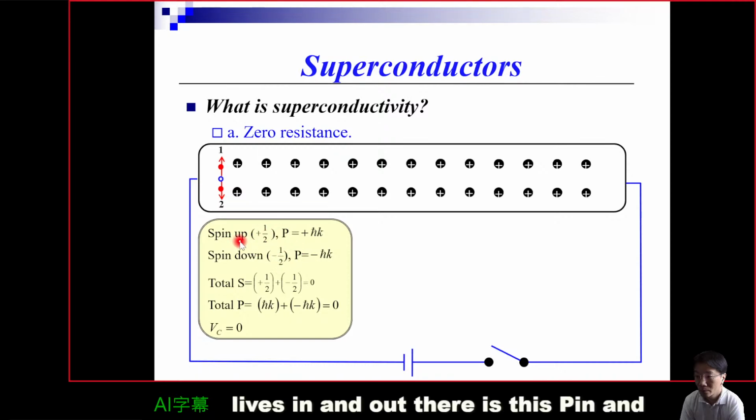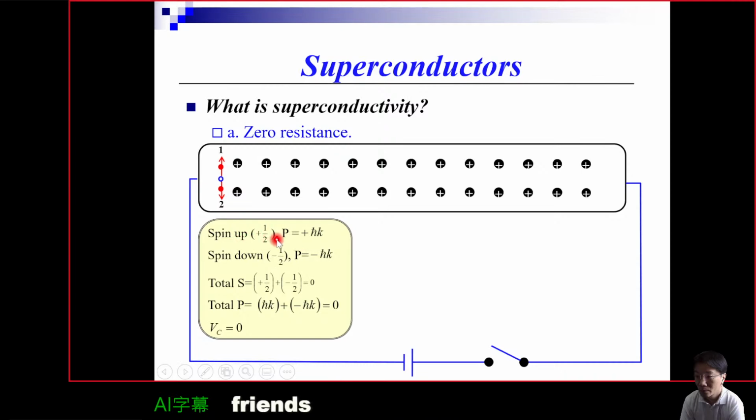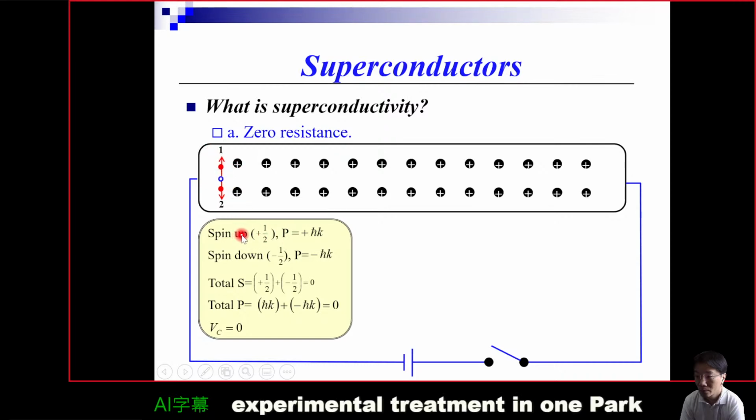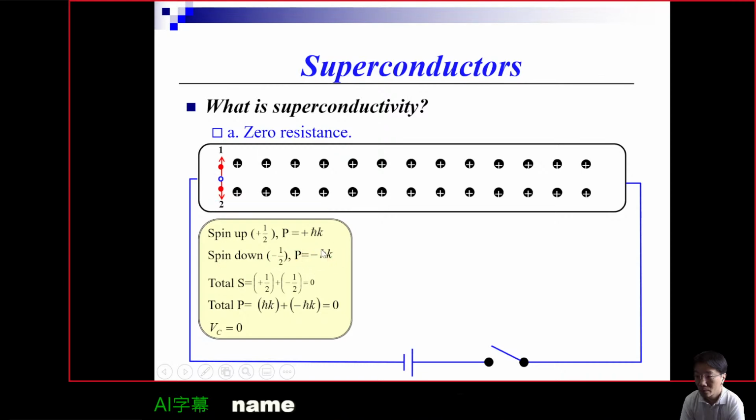And when these electrons move inside the compound, they also carry momentum. So one particle carries up spin with the momentum plus h bar k, and the other is spin down with the minus h bar k momentum. So in this case, the total spin is 0, and the total momentum is also 0. So its moving velocity is also 0.